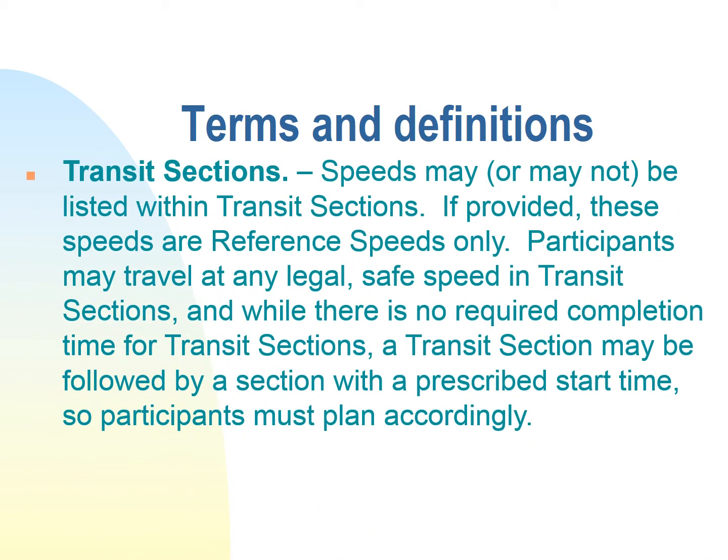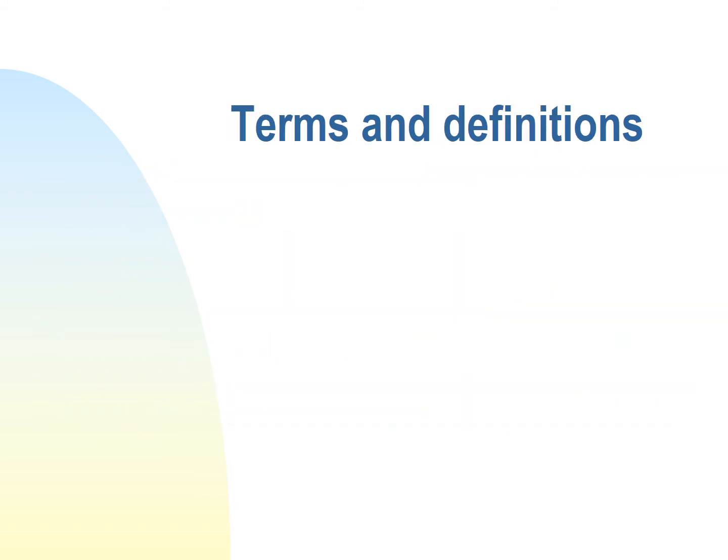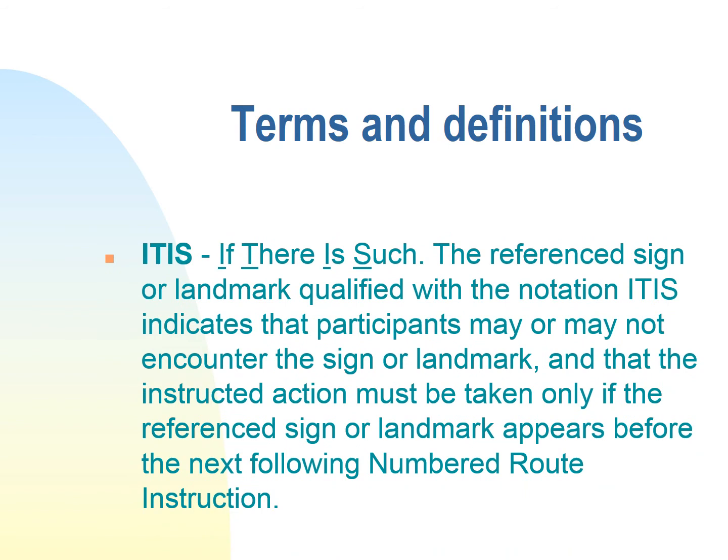We also have transit sections. There's no scoring opportunities in a transit section. You can leave the route to get gas or use the restroom or something like that during a transit. The only thing you need to keep in mind is at the end of the transit, you're probably starting another regularity, so you need to reach the end of the transit on time to start the next section on time. Other terms and definitions: there's a term itis, which is short for if there is such. And what we do is an itis instruction, we execute it if we find it before we find the following instruction. So let's walk through an example of that.